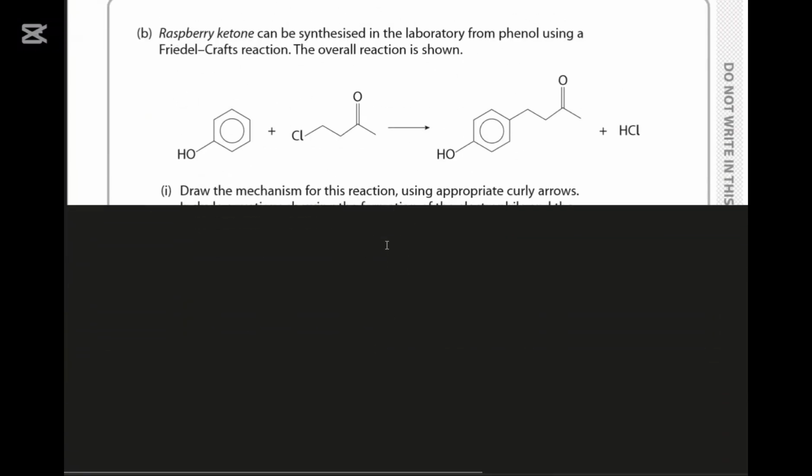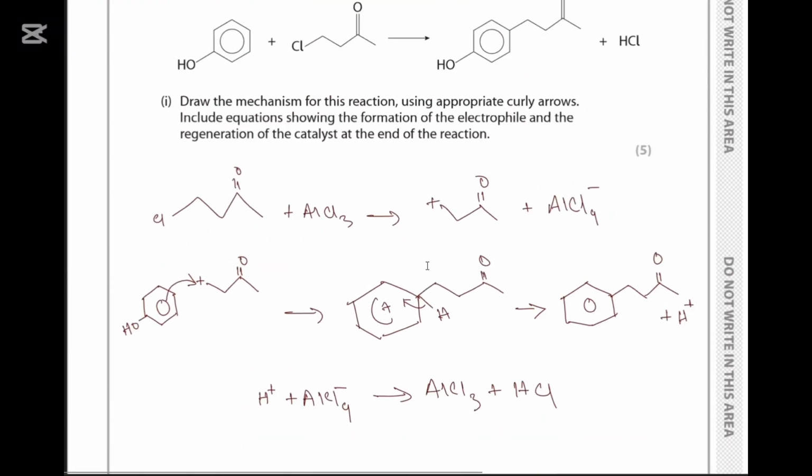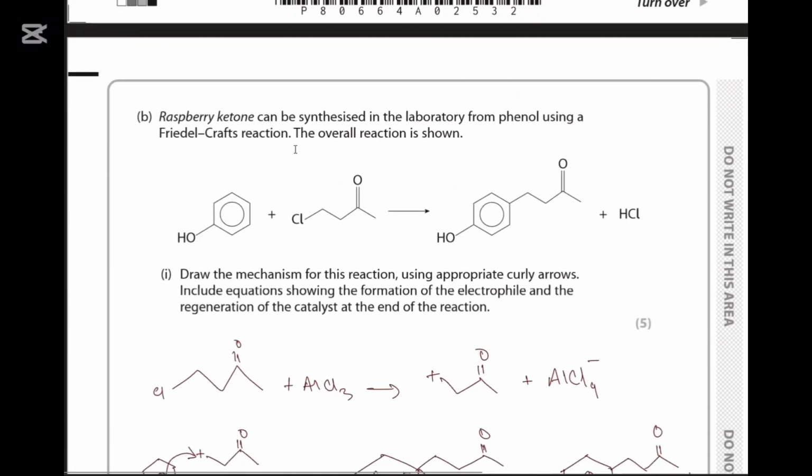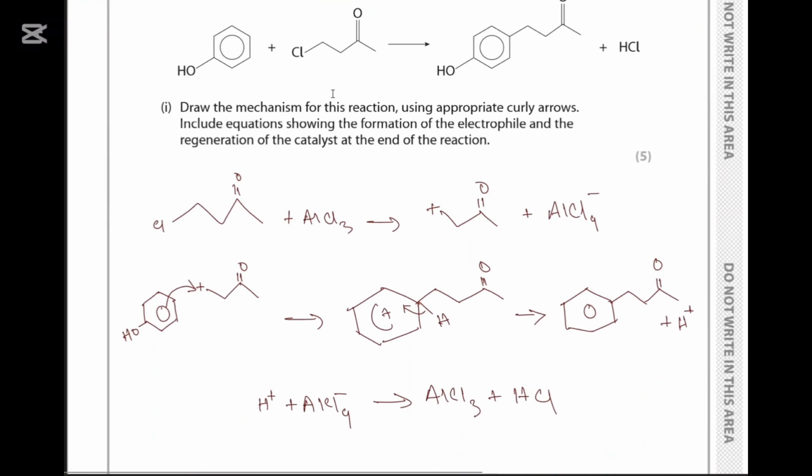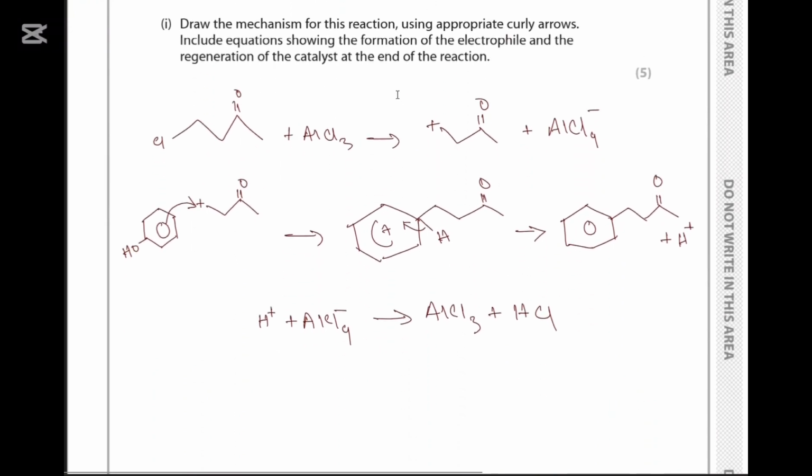Then we have question B. Raspberry ketone can be synthesized in a laboratory from phenol using a Friedel-Crafts reaction. The overall reaction is shown. Draw the mechanism for this. You are asked to draw the mechanism. It should be quite easy for you now.